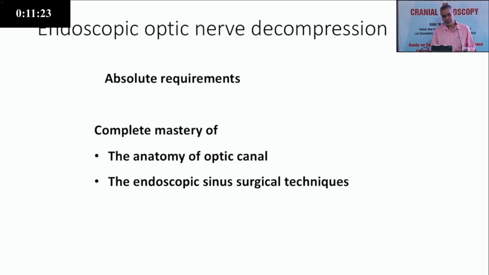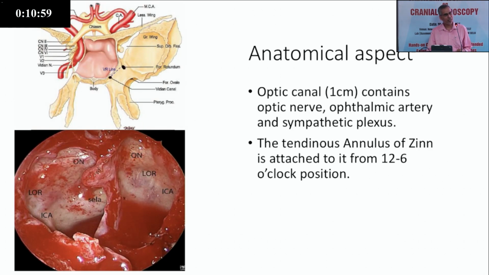For optic nerve decompression, what are the absolute requirements? The requirement is complete knowledge of the anatomy of the sinuses as well as the optic canal, and the endoscopic surgical technique. So these are the opportunities where you can learn on the cadaver how to reach there, how to approach it. Anatomical aspect: the thick part is the optic canal, which is about a centimeter long, and it contains the optic nerve, ophthalmic artery, and the sympathetic plexus.